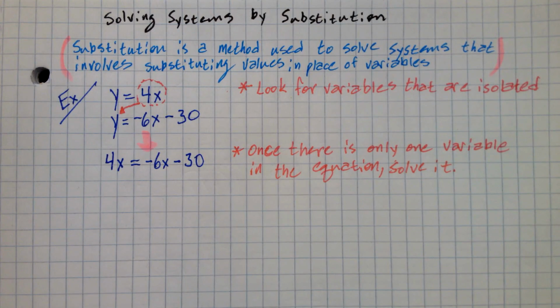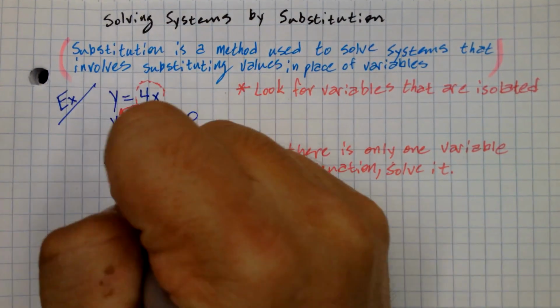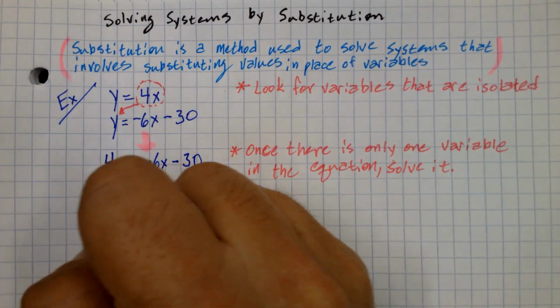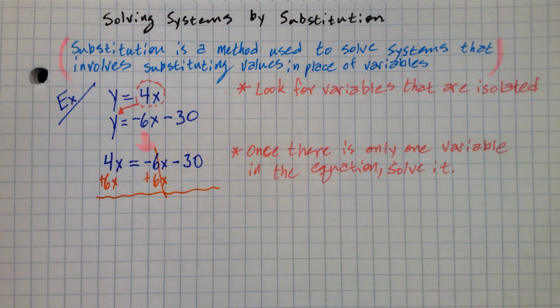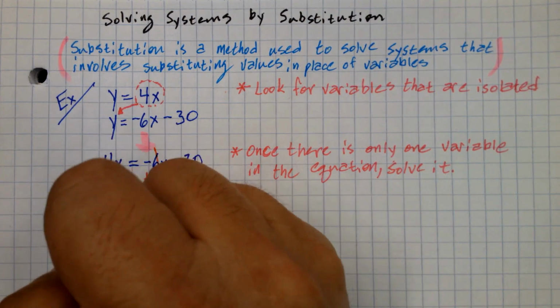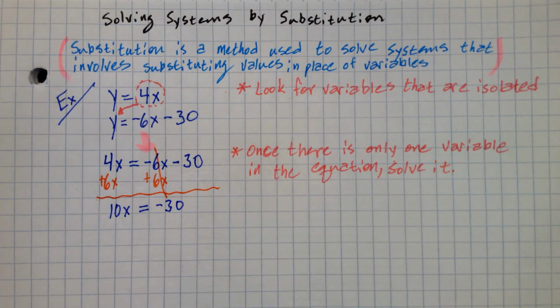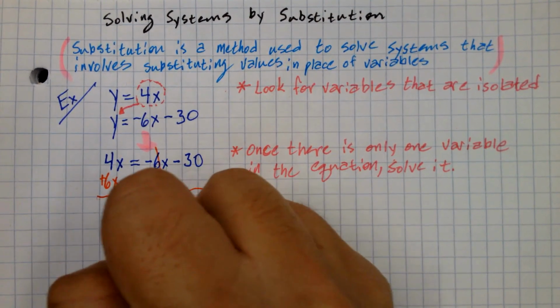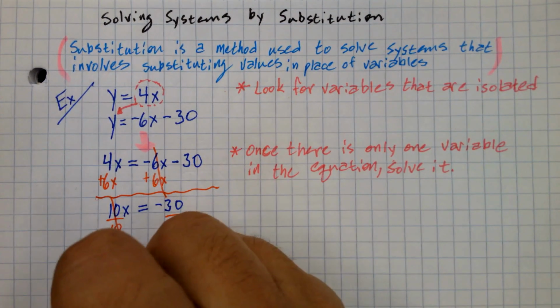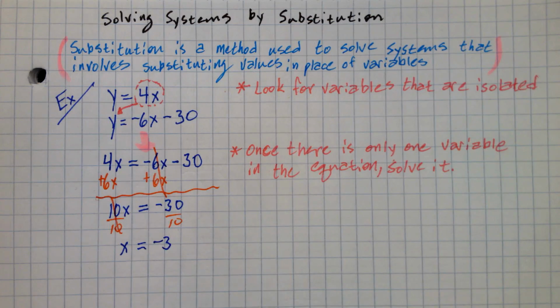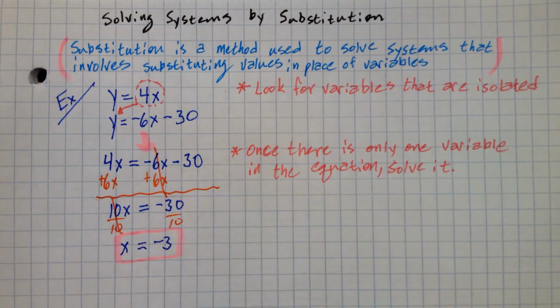Okay, well, we've done this before. It's nothing too complicated. Basically, we have variables on both sides. Let's get rid of negative 6x by adding 6x. That's going to cancel the x on the right, and we get 4 and 6 makes 10x equals negative 30. Divide by 10. And we get the answer x equals negative 3. Okay, that's one of the solutions. So we got half of the answer. The x portion of the xy pair is negative 3.